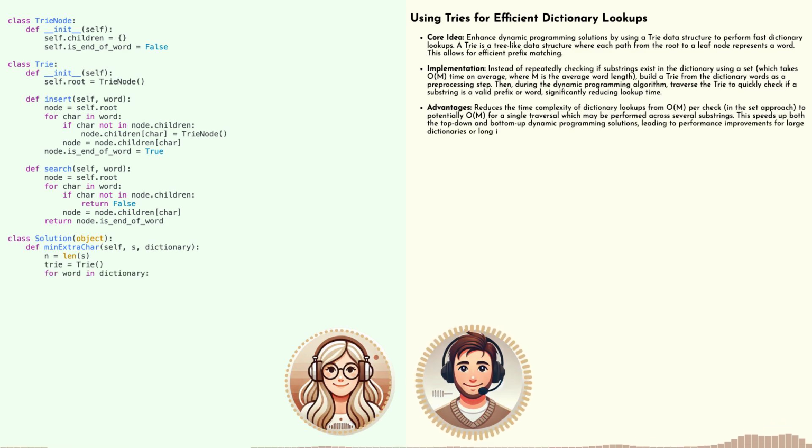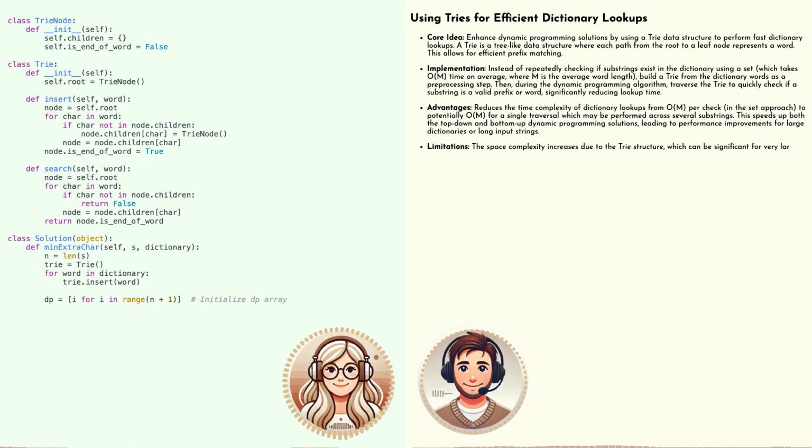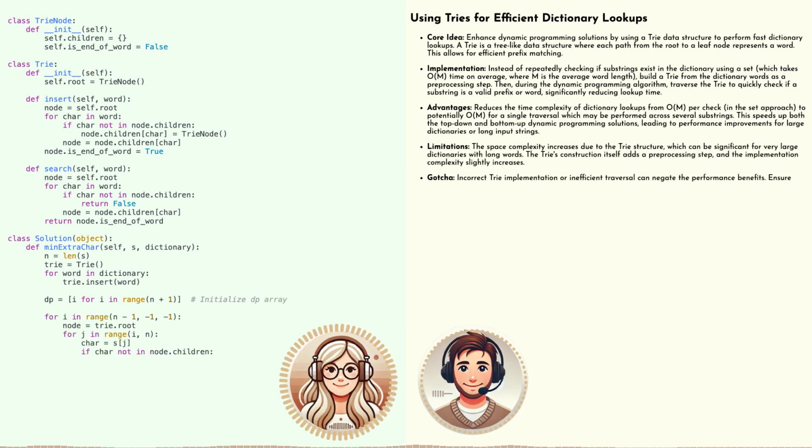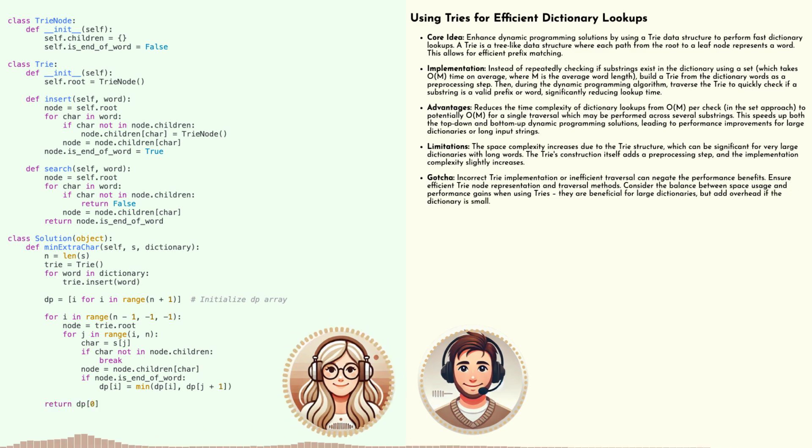So how can we use them to minimize these extra characters? So we can combine tries with our dynamic programming approaches. The try can help us quickly check if a substring is a valid prefix of any word in our dictionary. I see how that would be useful. Can you walk me through it? So first we would build a try from our dictionary. Each node in the try is a letter, and the path from the root to a node represents a prefix. And some nodes are marked to indicate if that prefix is also a complete word.